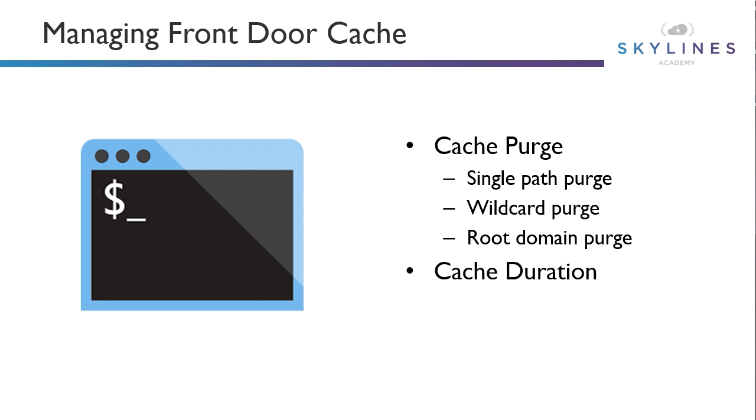We can also specify a cache duration, which is the minimum TTL that Azure Front Door will cache an item. However, it is worth noting that if the origin's cache control header max age is a value that's less than the minimum TTL on the front door, the value in the cache control header will take precedence.